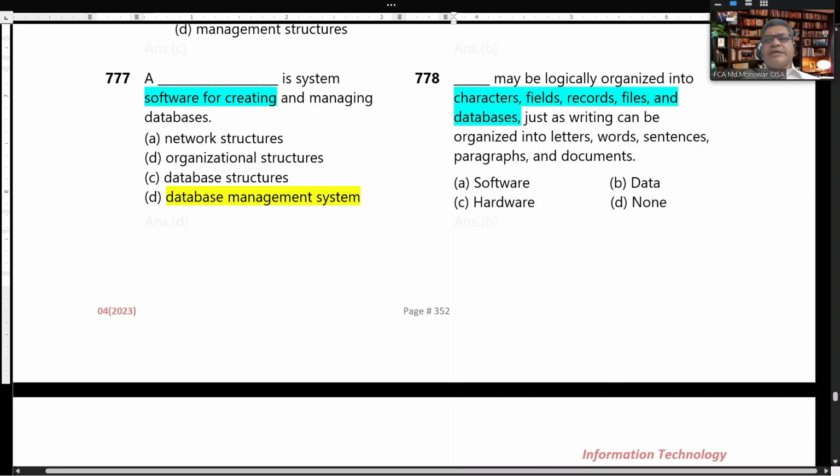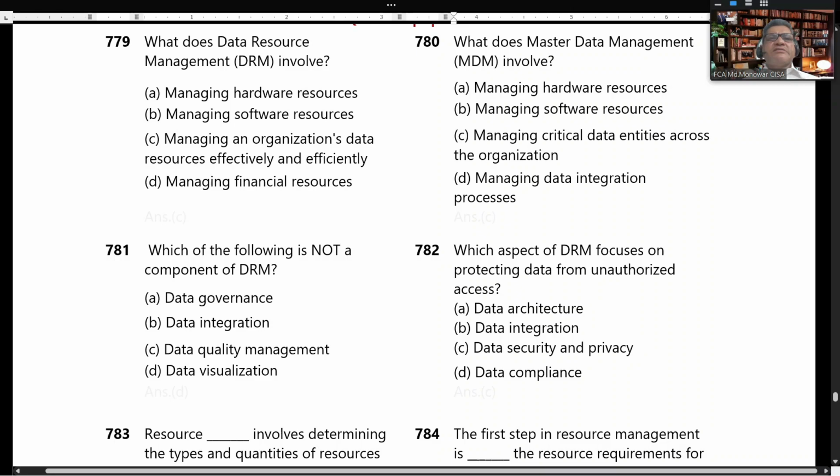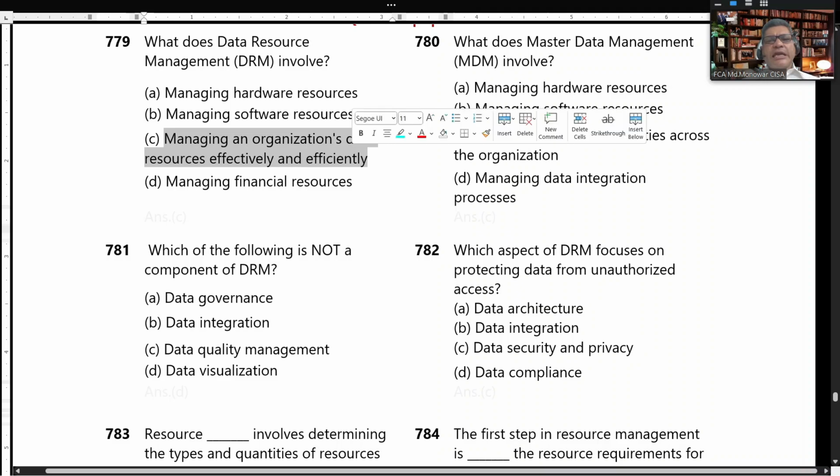Dash may be logically organized into character, field, record, file, and database. Just as writing can be organized, letter, sentence, etc. So what would be the answer here? Data. Data may be logically organized into character, field, record, file, and database. What does data resource management (DRM) involve? Data resource management or DRM involve managing an organizational data resource effectively and efficiently.